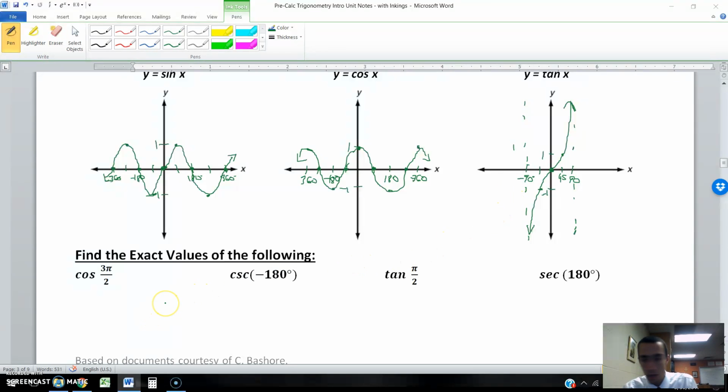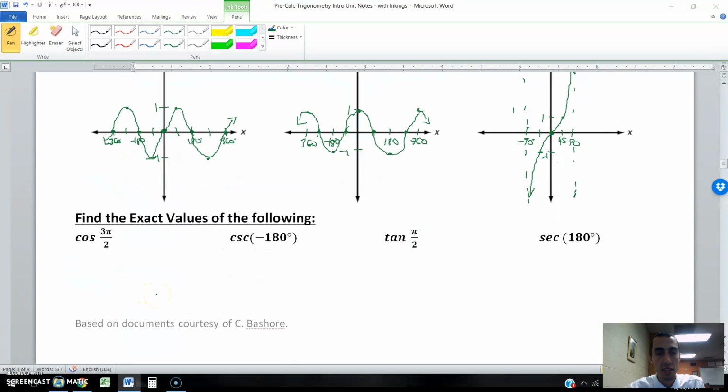So now to finish things off, we need to find the exact values for each of the 4 functions down at the bottom. So first we've got cosine of 3 pi over 2. 3 pi over 2 is 270 degrees. So if we drew this one, we'd have the initial side on the positive x-axis, and then we'd go 90, 180, 270.